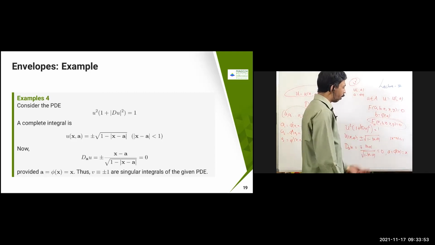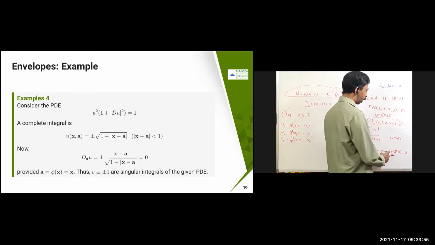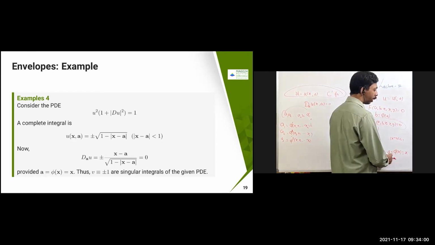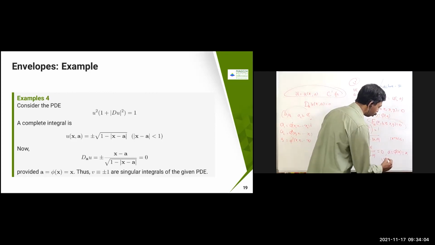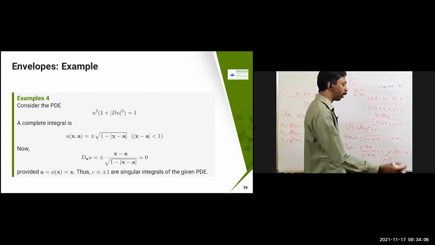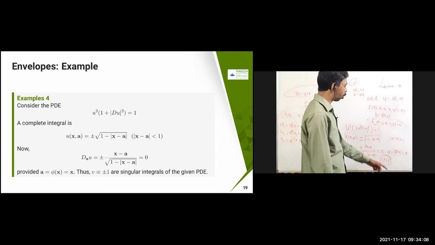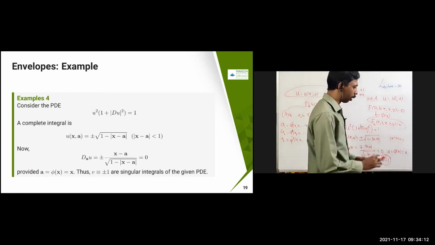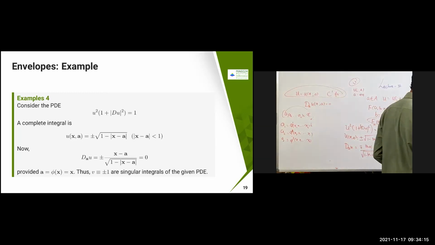Then you have to calculate dV. So V equal to, you choose 1. Then you are going to get a singular integral for this problem. V is equal to plus or minus 1, you can choose. That is going to be your singular integral.